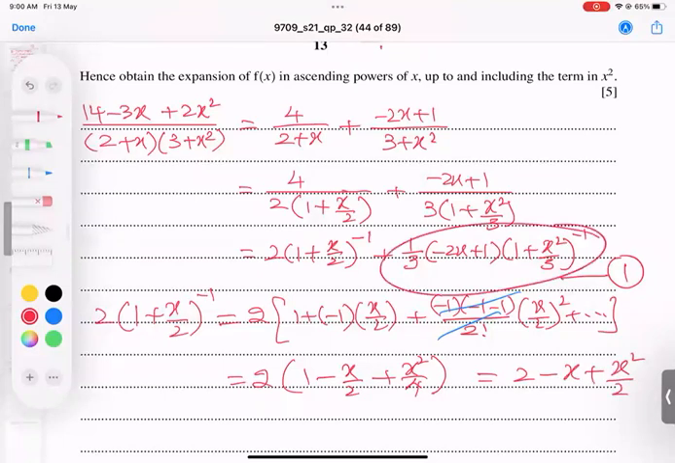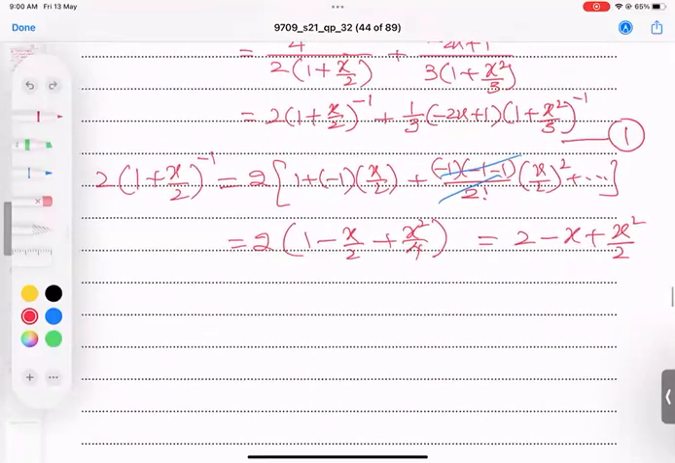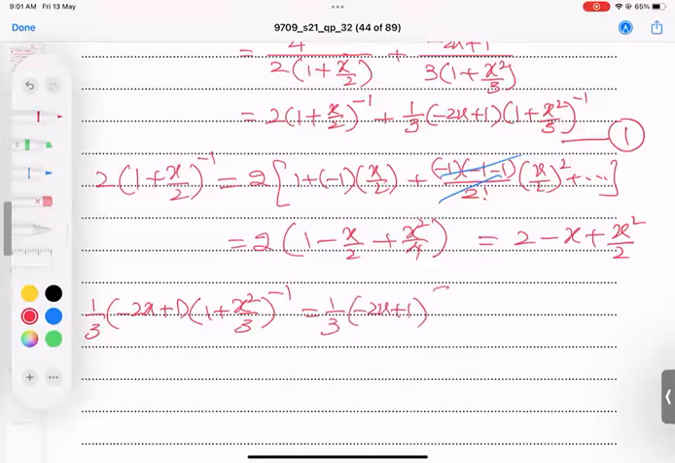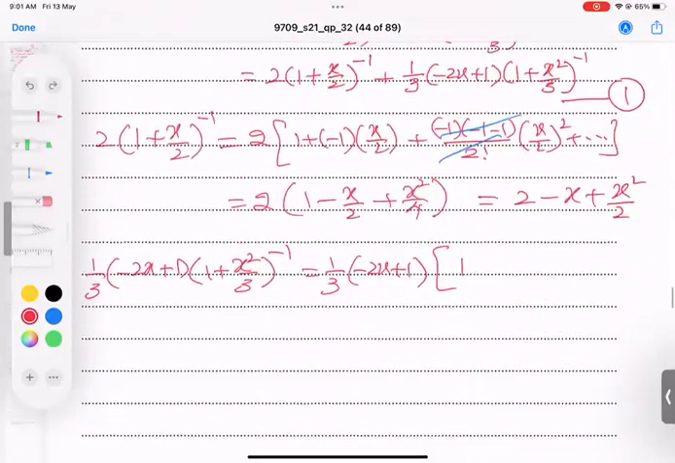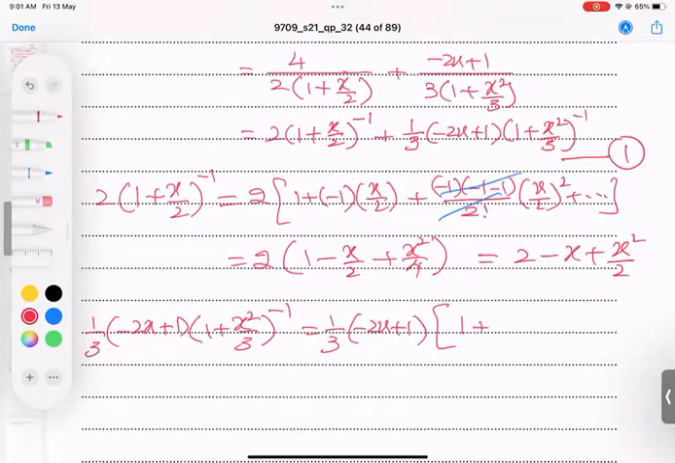Second part is this. 1 over 3 negative 2x plus 1 and (1 plus x squared by 3) to power minus 1. Okay, so what is the technique to do it? I'm doing it here, or even down there, no problem. Negative 2x plus 1. And how to expand it? What is the formula? 1 plus nx. N is what? Negative 1. N is this, x is this.